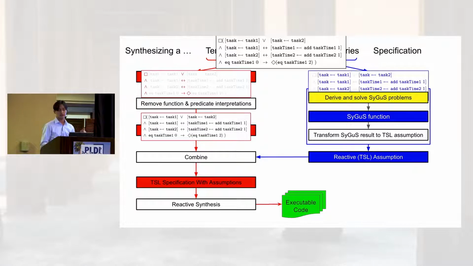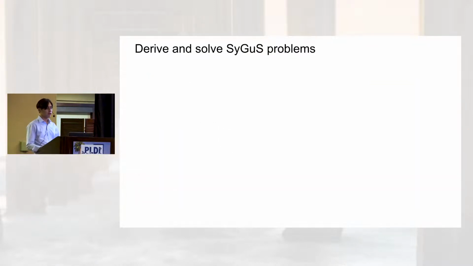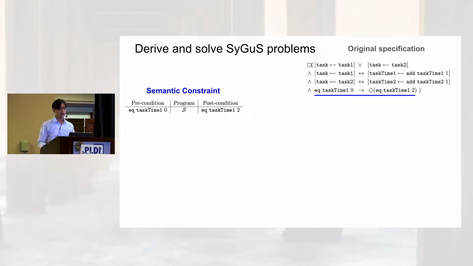First step is to derive and solve SyntaxGuided problems. This is a very high-level overview, but to synthesize SyntaxGuided functions, as we saw earlier, we need 2 inputs, the semantic constraint and the syntactic constraint. And we can do the same from our original specification. We first try to find the data transformation that we're trying to solve, which in this case is going from 0 to 2. We need to make sure that when task 1 has run 0 times, it eventually needs to run at least 2 times. So that's our semantic constraint of the SyntaxGuided problem.